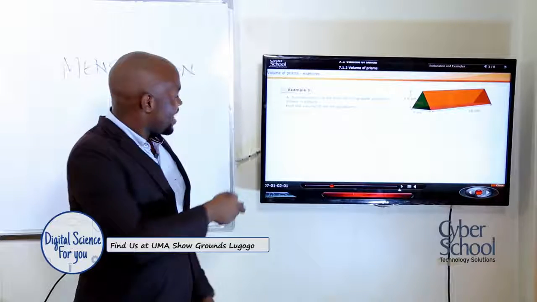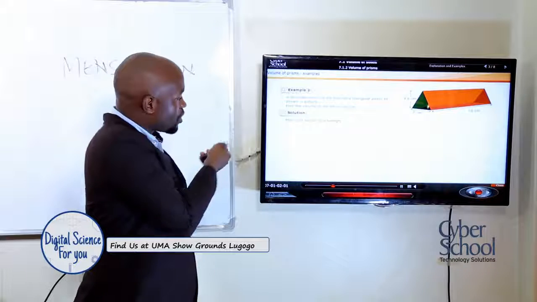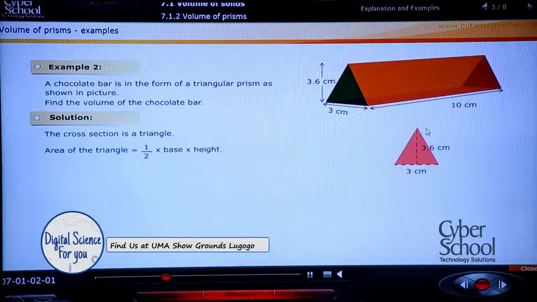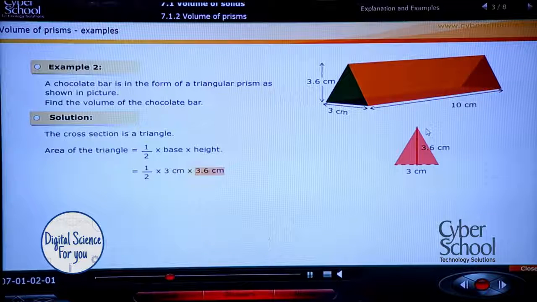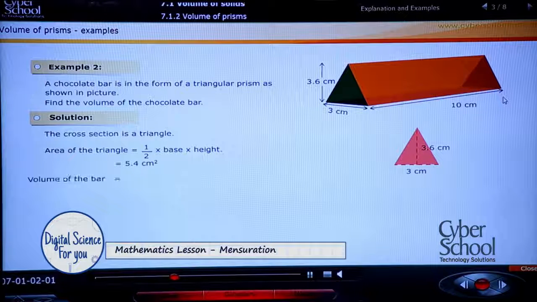If you are to get the cross section, it is a triangle. So a half times base times height. That's our area of a triangle, which is our cross section. So a half times base times height times the length of the entire cross sections joined together to form for us our chocolate. So the volume of the bar is base area times length. 5.4 times the length, which is 10, to give us 54 centimeters cubed.